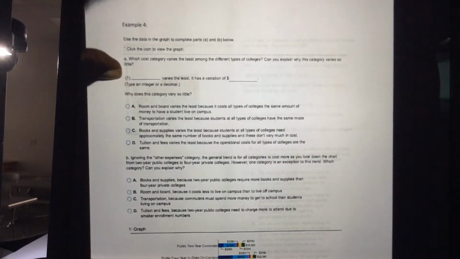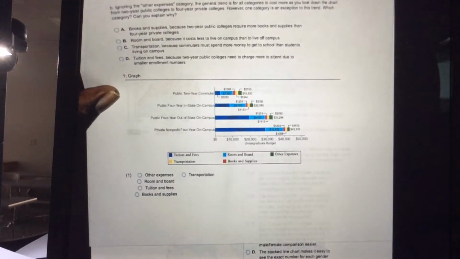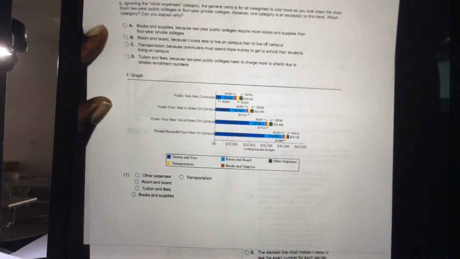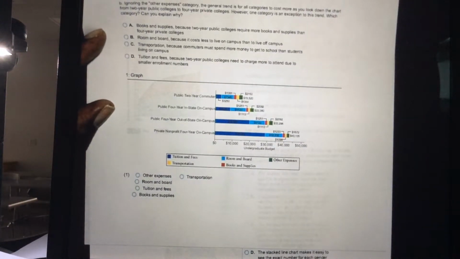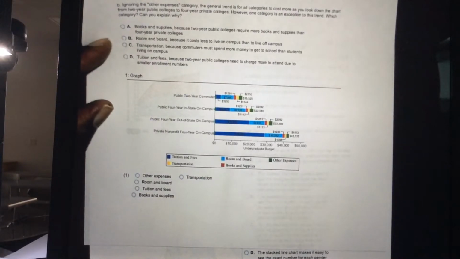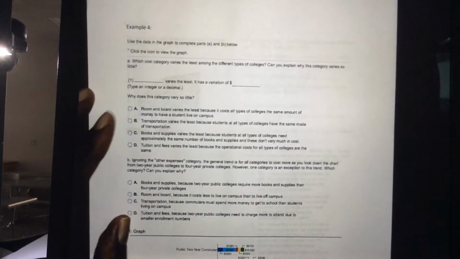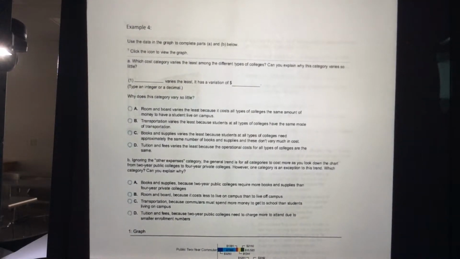So here we're going to use the data in the graph to complete parts A and B below. And this is that stacked bar chart that we will use here to answer A and B in this particular example. Okay, so here in part A, which cost category varies the least among the different types of colleges? Can you explain why this category varies so little? Okay.